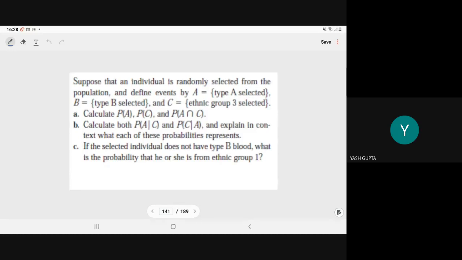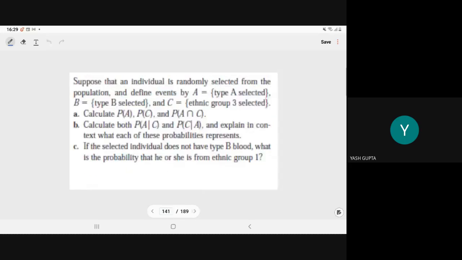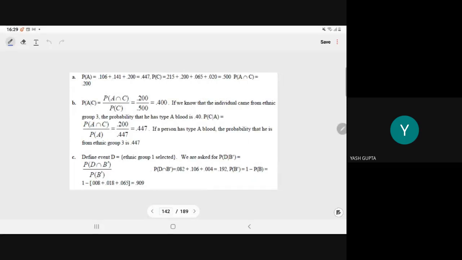So you have to calculate P of A, P of C, P of A intersection C. What is the meaning of P of A? It means having blood group A, whatever the ethnic group classification or label. So we sum these values: 0.106, 0.141 and 0.200. It will give you the probability of A. Probability of A means the sum of these three, so the required probability will come as 0.447.